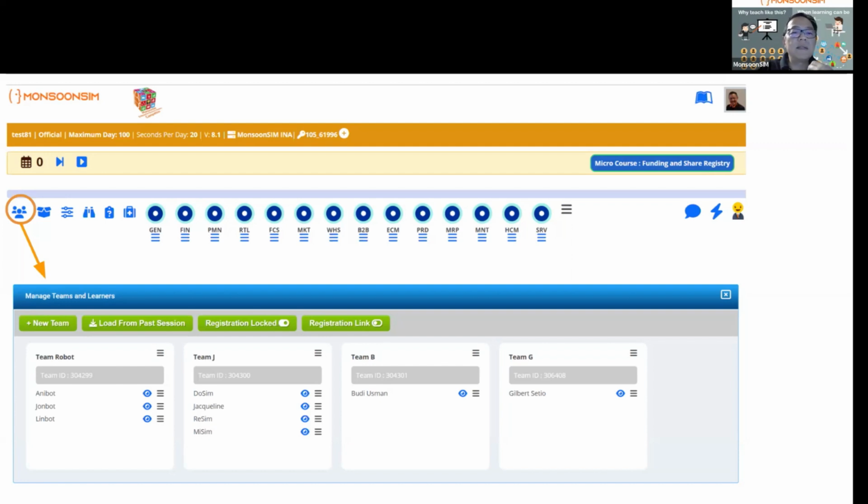So these students come in as a team. They will work in their own virtual company. For example, this company is called Team Robot. So this could be the CFO, this could be the CEO, this could be the production guy, this could be the finance guy. And they are running the company called Team Robot. And then another bunch of students call themselves Team J, and they are running against each other. So they're competing against each other, yeah? Some teams may have 3 students, some have 4.